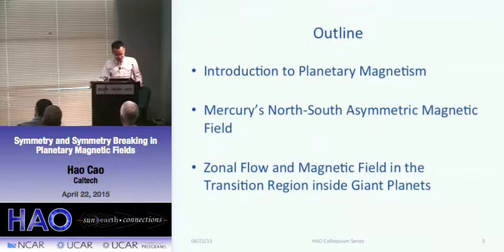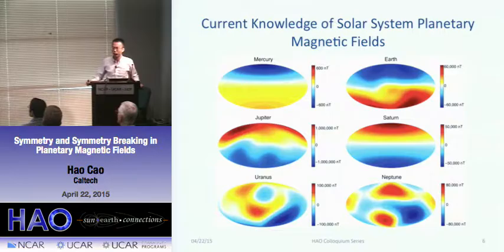And in the third part, I will talk about zonal flow and magnetic fields in the transition region inside giant planets. And here, by transition region, I specifically mean the transition from a non-conducting part to the electrically conducting part. But this is a smooth transition without any first-order phase changes.